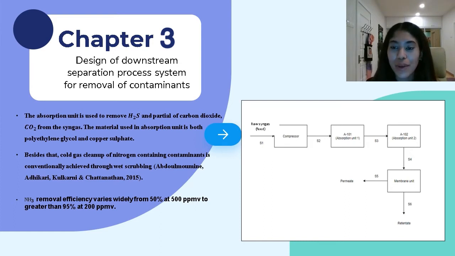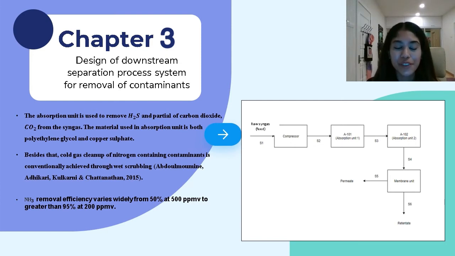As you can see, we have two absorption units and one membrane unit. The first absorption unit is used to remove hydrogen sulfide and a bit of carbon dioxide from the syngas. The material used in the absorption unit is both polyethylene glycol and copper sulfate. The reason behind this is that polyethylene glycol provides an efficient outcome in the removal of low concentrations of hydrogen sulfide. Besides that, the removal of nitrogen-containing contaminants is normally achieved through wet scrubbing.